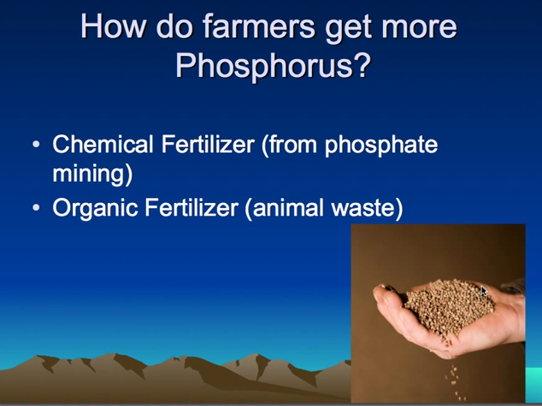How do we get the high amount of phosphates that we need? Again, through chemical fertilizer, and that actually depends on mining. So we need to mine rocks to get the phosphates, and we use that phosphate in chemical fertilizer, or through organic fertilizer, which is, again, animal poop.